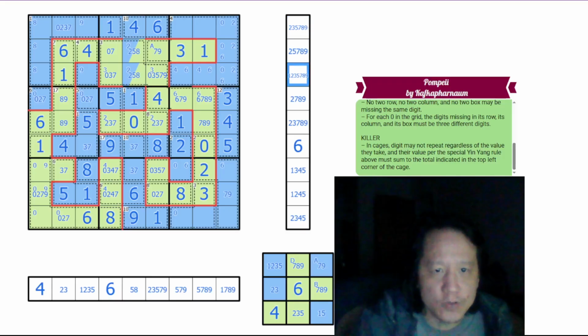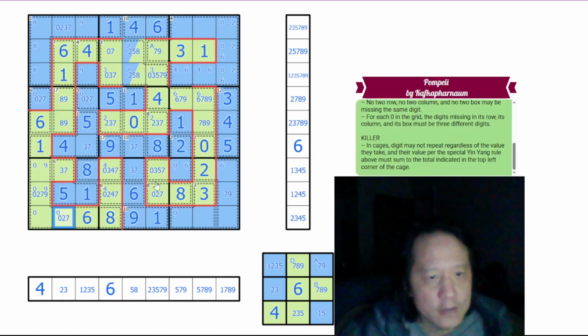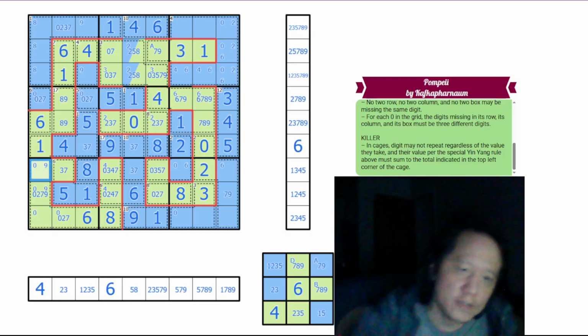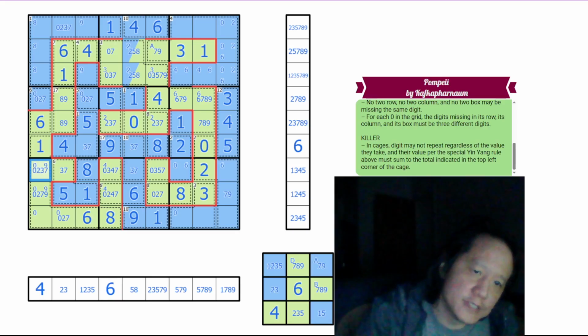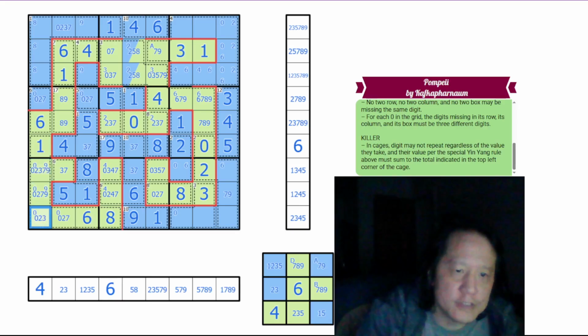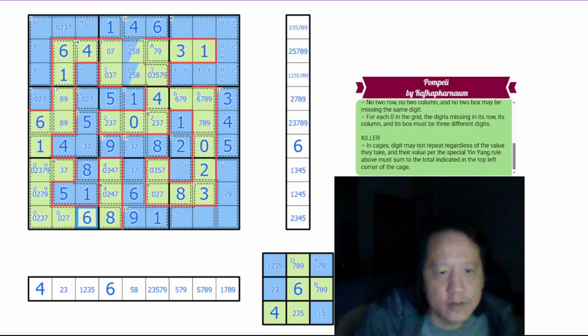Right. 4 is one of those. This is 1 and 6. We have 0, 2, 3, and 7. Okay, remaining digits in box 7 are 0, 2, 3, 7, and 9. 0, 2, 3, 7. This cannot be 9, though.